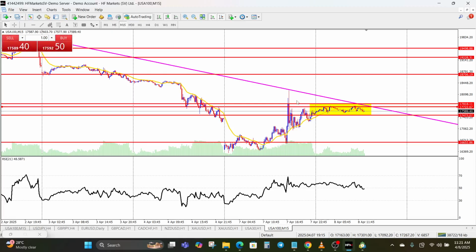A few key tips to remember: do not over leverage. The volatility on NAS 100 can hit hard and fast. Always know where your support and resistance levels are before entering. Be patient and wait for confirmation before pulling the trigger on any trade. All right, news events can cause massive spikes, so stay alert and check the calendar.